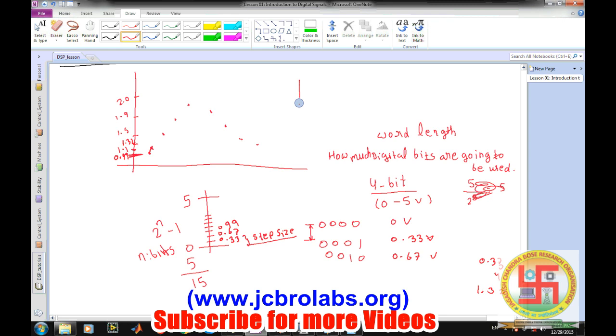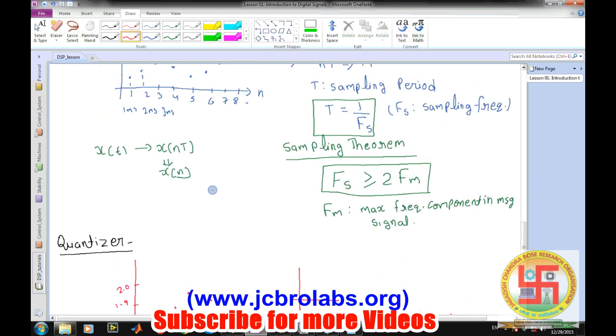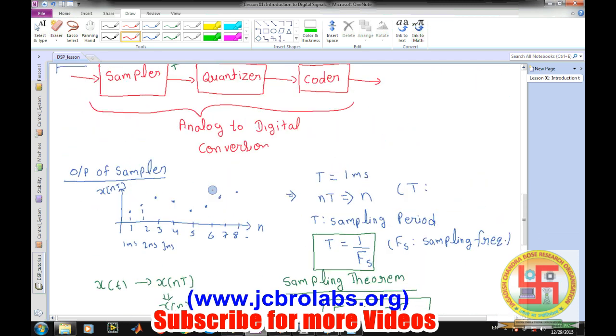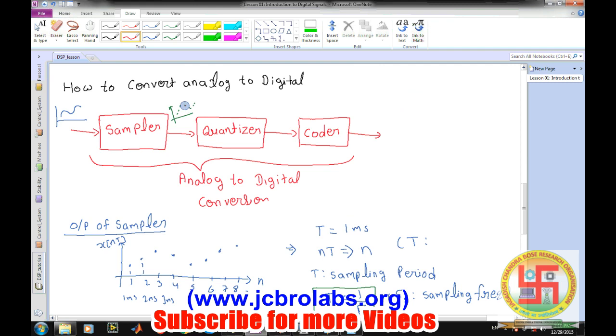So ultimately it quantizes, or rounds off, the amplitude of the discrete number to the nearest value. That is the simple thing. You can find a lot of literature on that. And then the coder.